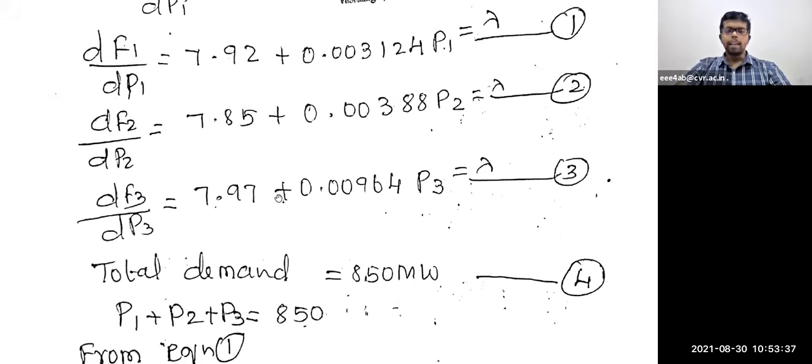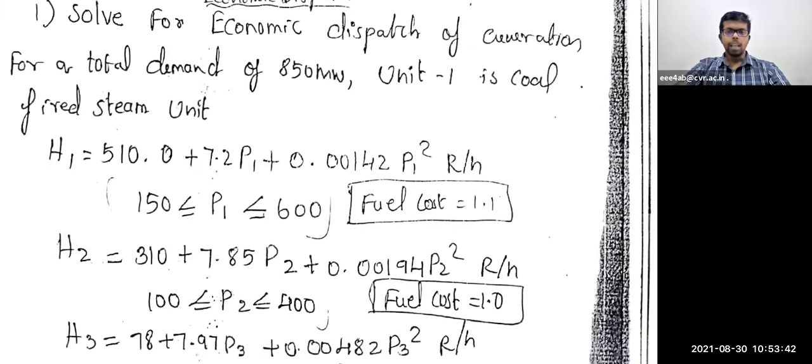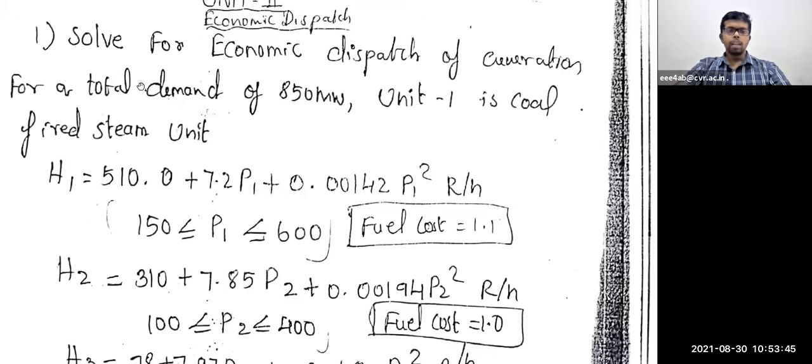So next, total demand. In the question, you have to note down this total demand. Where is the question here? Yeah, so here this is the question: for a total demand of 850 megawatt. Total demand in the sense it combines all the generating units. How many generating units are given in the problem, that equates to total demand. So here in this problem, only 3 generating units are given. So P1 plus P2 plus P3, that we have seen in the power balance constraint.